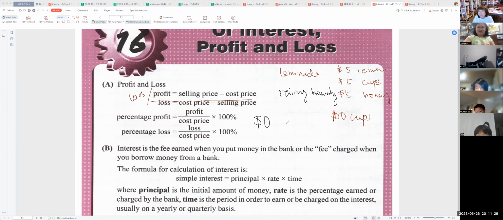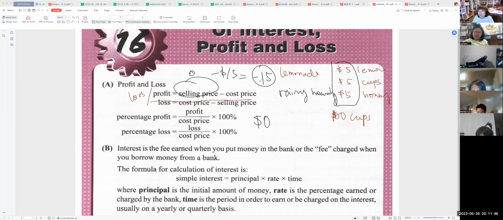Ethan sold no cups at all, so the selling price is 0. But no matter what, he already spent $15 buying lemons, cups, and honey, right? So what is the profit? 0 minus 15 equals negative 15. That means Ethan lost $15 for that day.